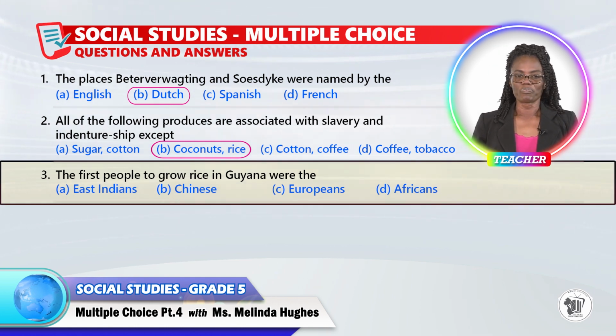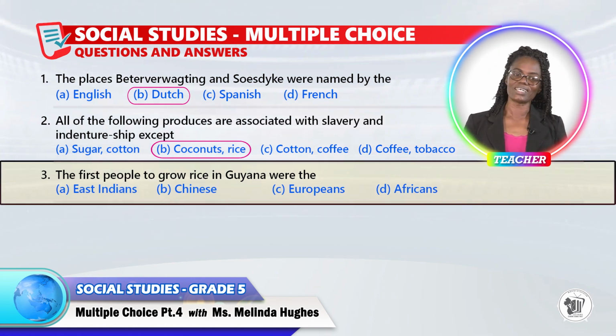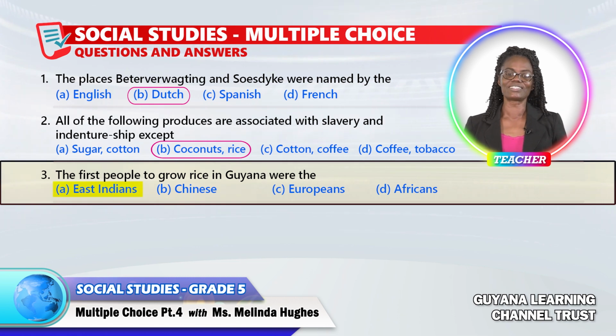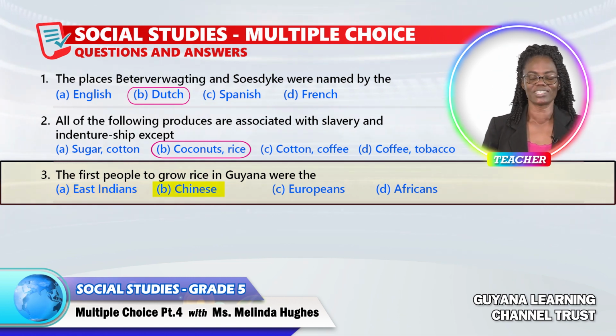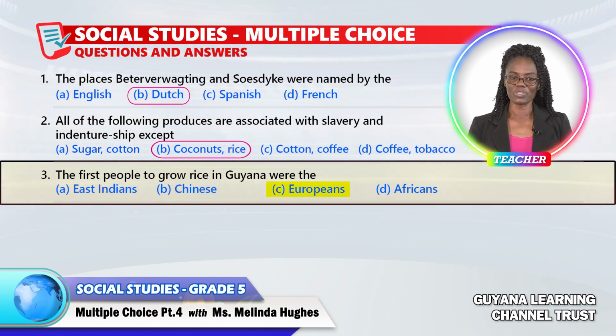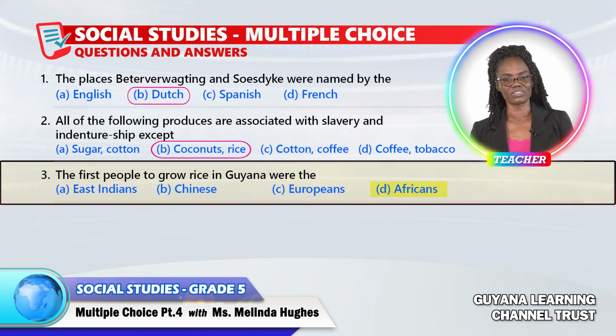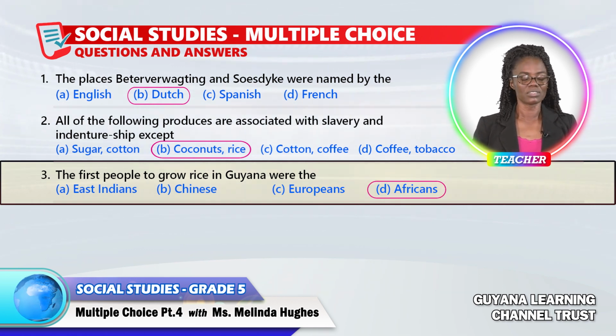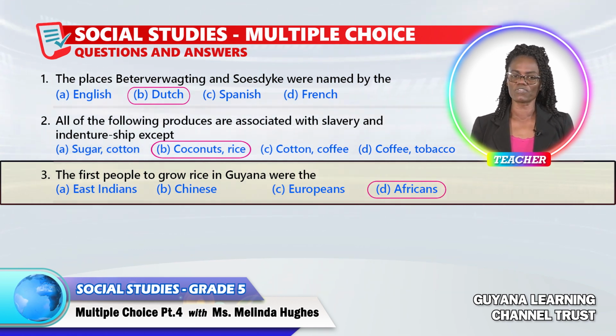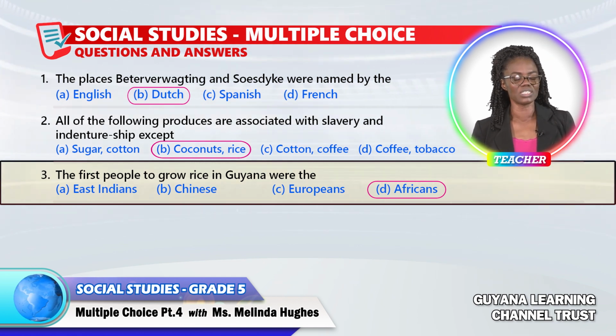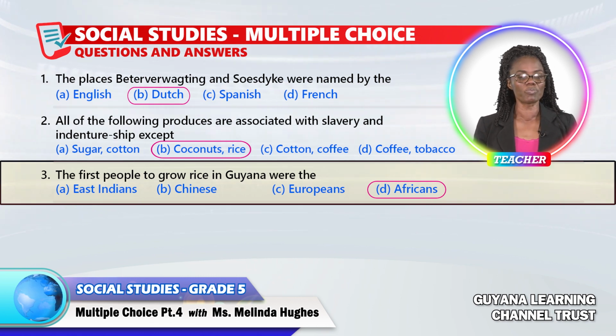Question 3. The first people to grow rice in Guyana were the A, East Indians, B, Chinese, C, Europeans, or D, Africans. The answer is D, the Africans. The Africans were the first people in Guyana to plant rice, but of course, the East Indians were the people who developed and expanded the rice industry.